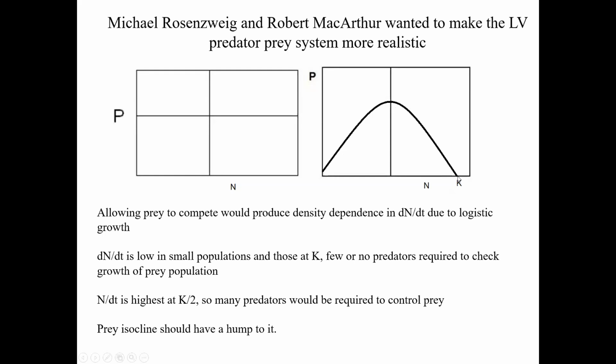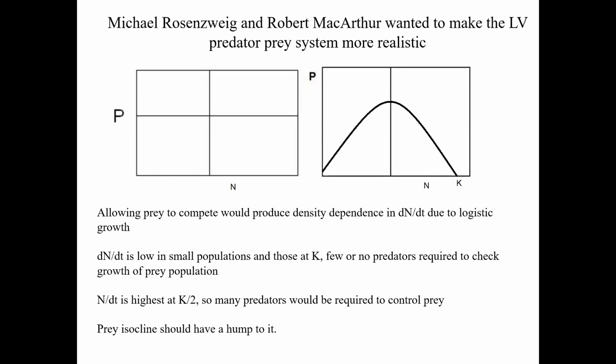And of course, if the prey reach their carrying capacity, what's dN/dt? It's 0. So how many predators do you need to stop the prey population from growing if they've reached their carrying capacity? 0. So that's why this curve looks like this. This relates the number of predators required to check the growth of the prey population to the size of that population. Okay, at K, the prey population isn't growing anyway. You need 0 predators, so you intersect this axis at predators equals 0. Up here, you need a whole bunch of predators because the prey population is reproducing really, really rapidly.